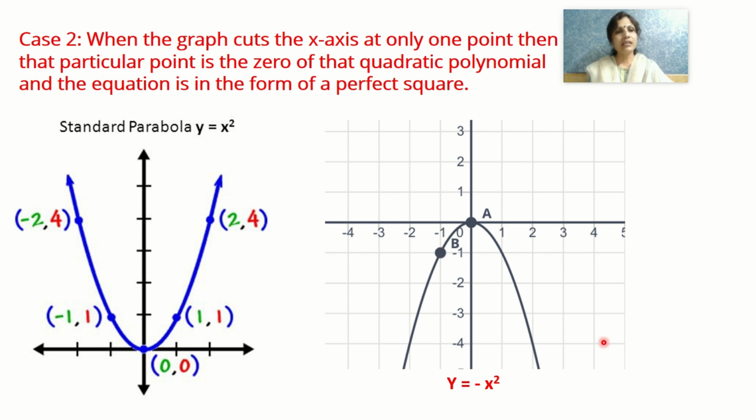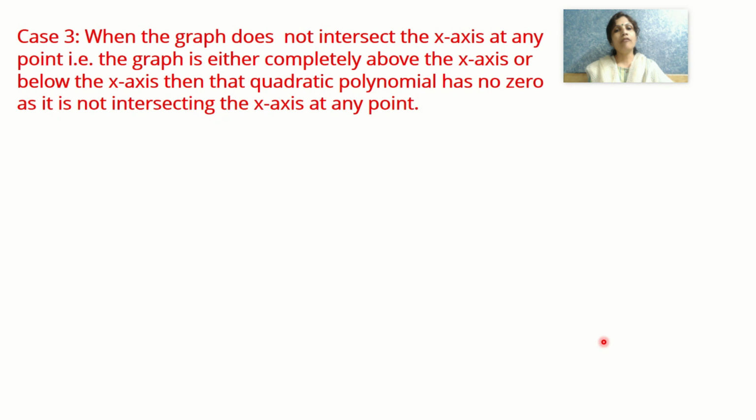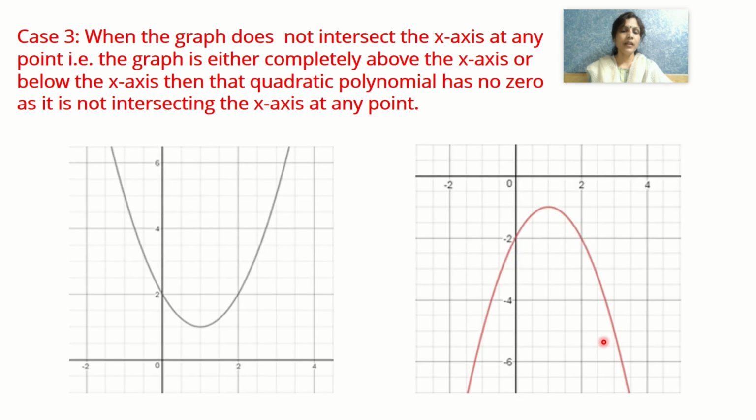Alright, let us understand the next case. Now when the graph does not intersect the x-axis at any point, that is, the graph is either completely above the x-axis or below the x-axis, then the quadratic polynomial will have no zeros as it is not intersecting the x-axis at any point. Have a look at the graph. Can you see there? The graph of this quadratic polynomial is not intersecting the x-axis at any point. This indicates that this particular quadratic polynomial will not have any zeros.